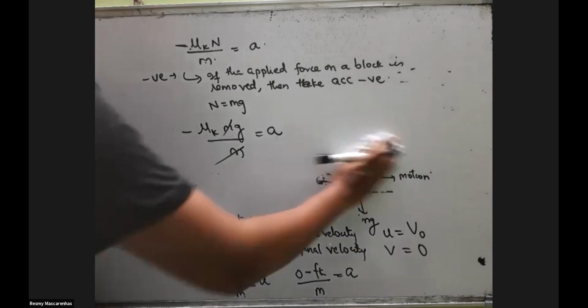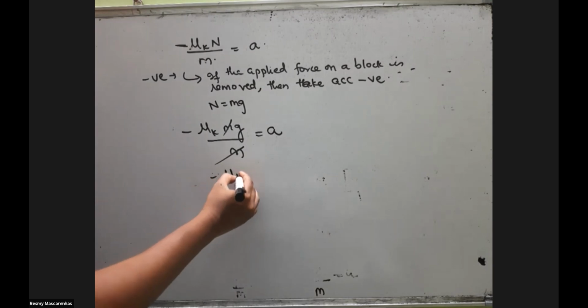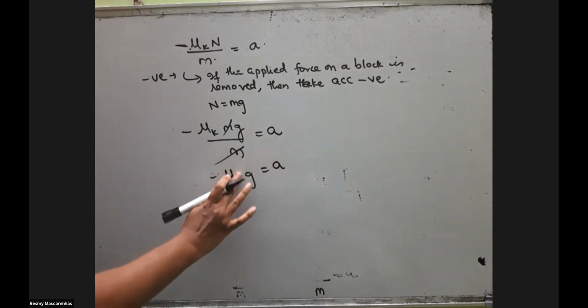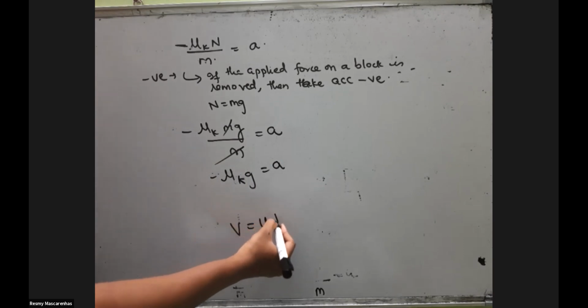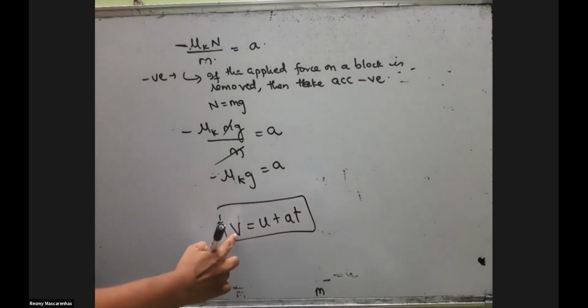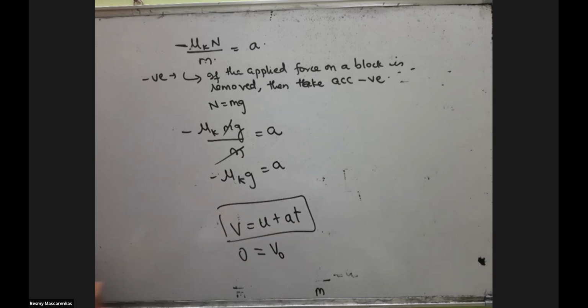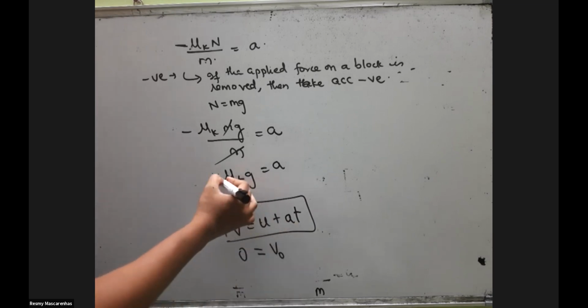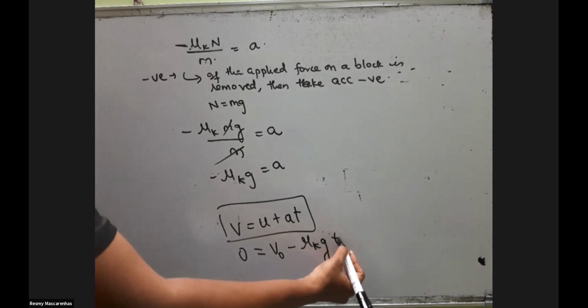The acceleration is nothing but, I got the value of acceleration. Now we'll use that formula and substitute. We have to calculate time, no? So v was what? 0. u was how much? Given to me as v naught. Acceleration is how much? This is your time.